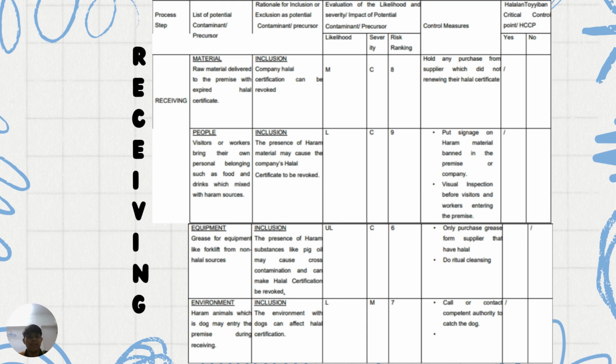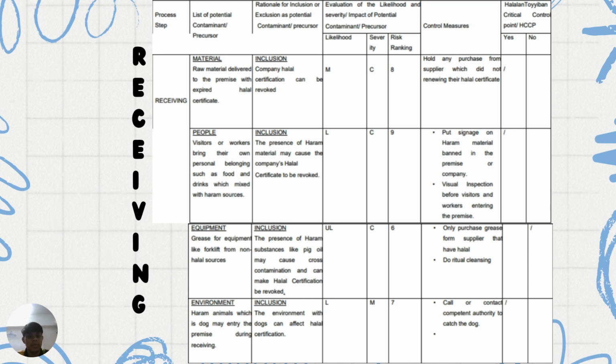The control measure that I make for this type, which is material, is hold any purchase from supplier which did not renew their halal certificate. But if they didn't tell us that their halal certificate has expired, we can sue them, right? The halal critical control point or HCCP is a yes.